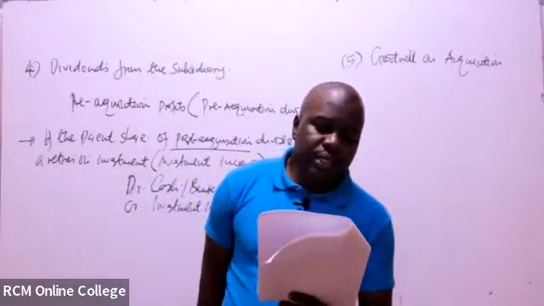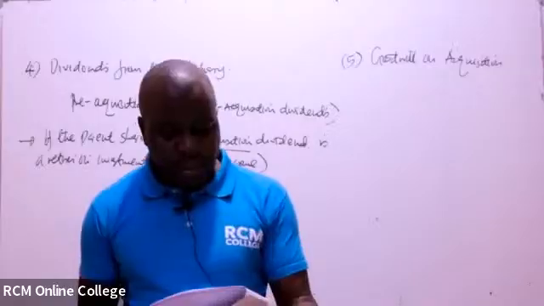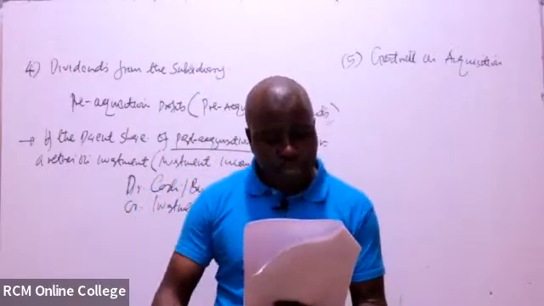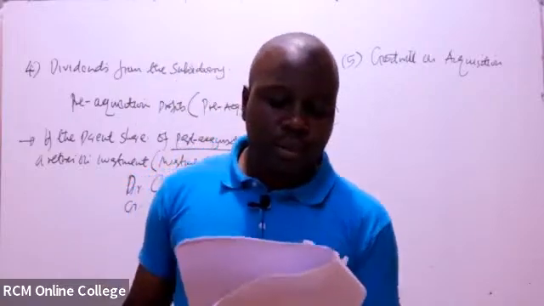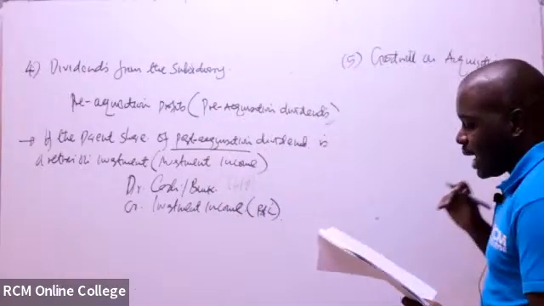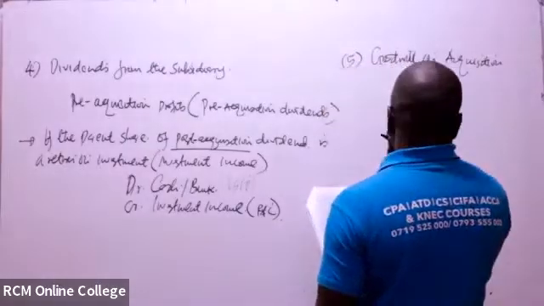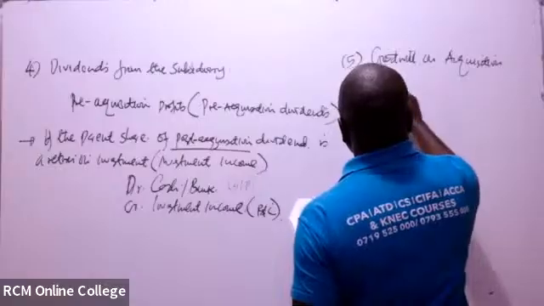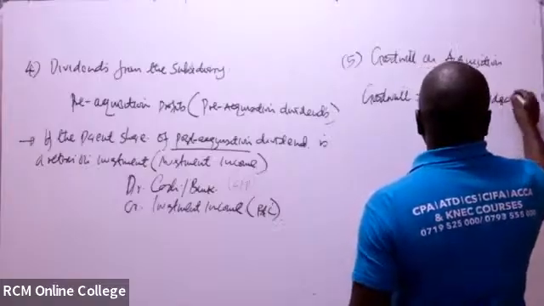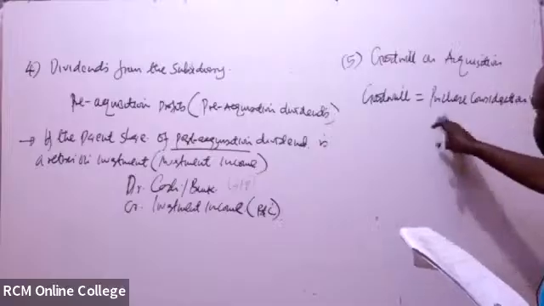Then you write, goodwill is generally computed as follows. You can say goodwill is equal to the purchase consideration, and this one you remember from what we learned in conversion of partnership. So that is a general formula.